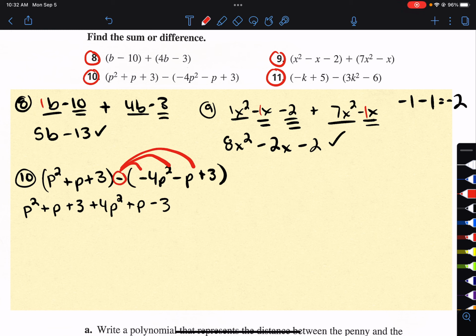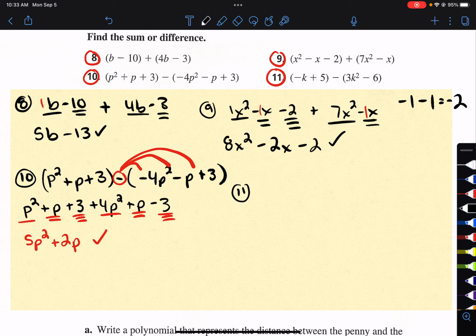All right, let's add things together. P squared plus 4p squared, that's 5p squared. 1p plus 1 more p, that's 2p's. And then 3 minus 3 is 0. Those actually cancel out because one's positive, one's negative. So my answer is just 5p squared plus 2p. If you put plus 0, I wouldn't mark it wrong, but we don't need to put plus 0 because you're adding nothing, right?